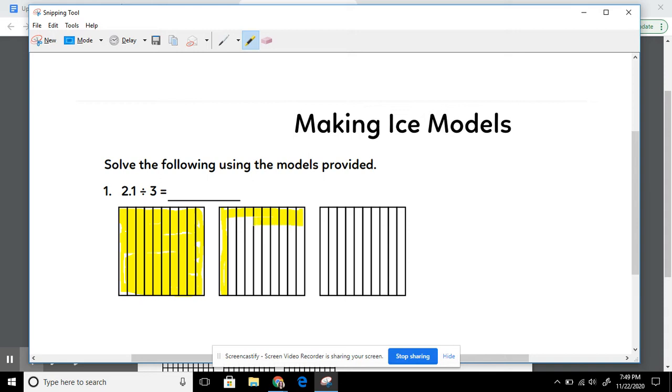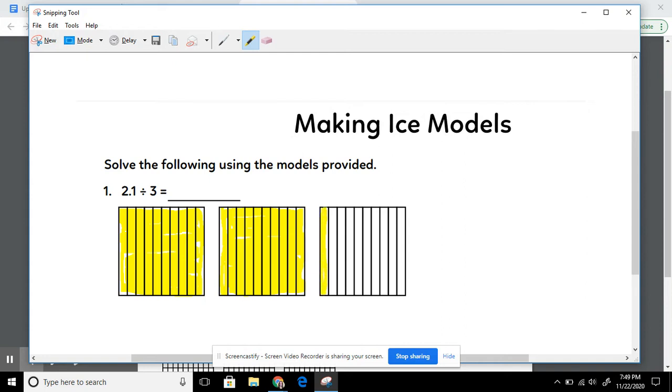That first whole that I just shaded in is also 10/10. Okay, now I'm shading in 10 more tenths. Remember, each stick represents a tenth. So now all together, I have 20 tenths, or 2 wholes. And then I've got 1/10 here. So I'm going to shade in my 1 more tenth.